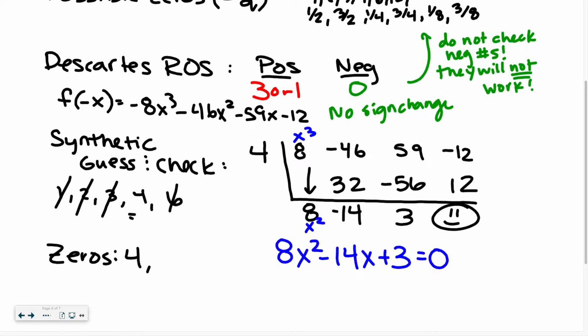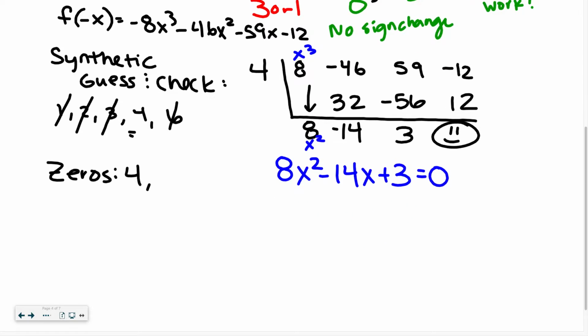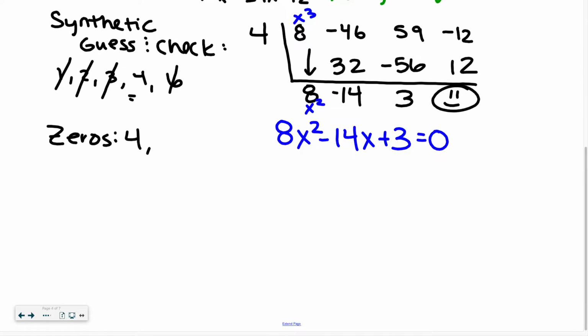So I like to always go to the quadratic and write the quadratic down because now I can try to factor or I can use the quadratic formula. I'm thinking this one might factor. I think this one does factor, so just to help with guess and check, I'm going to try to factor it.